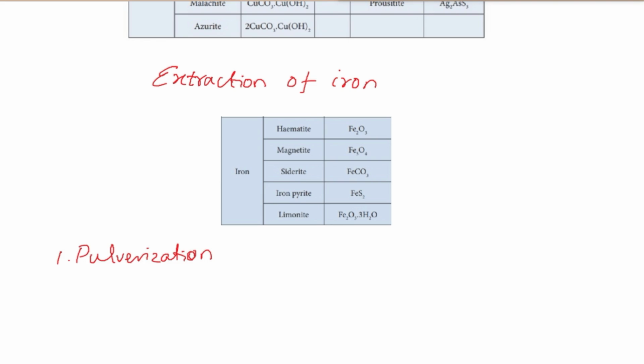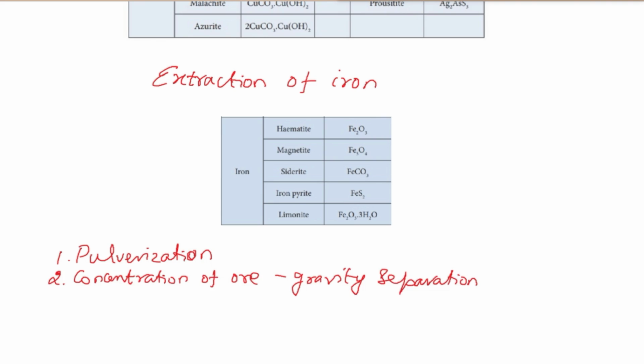Second step, concentration of the ore. We know that oxide ores are concentrated by gravity separation method. So the hematite is concentrated by gravity separation method. Since it is already an oxide ore, it is calcined or roasted to remove the water molecules and sulfides of other compounds and easily volatile elements such as phosphorus, arsenic, antimony, etc.